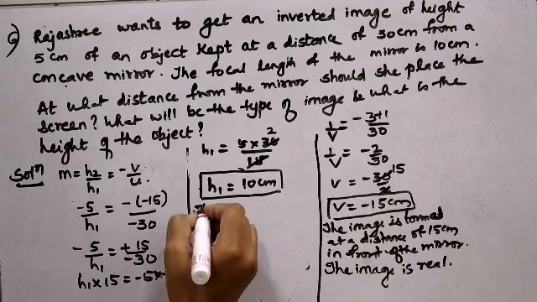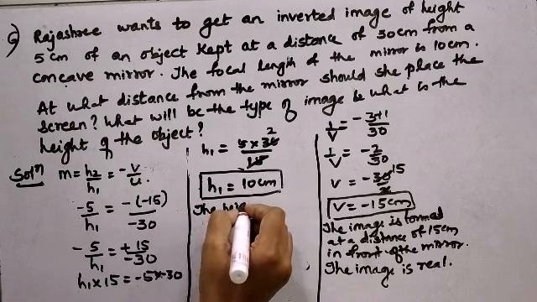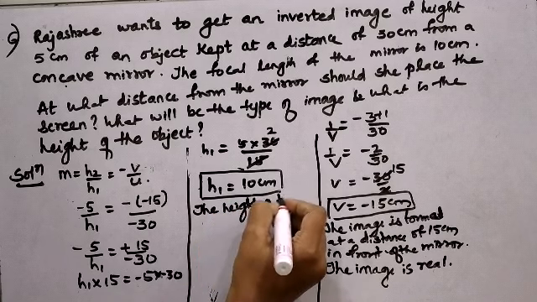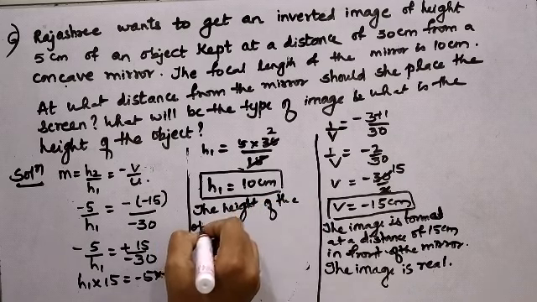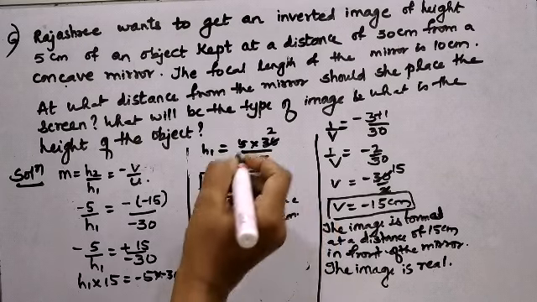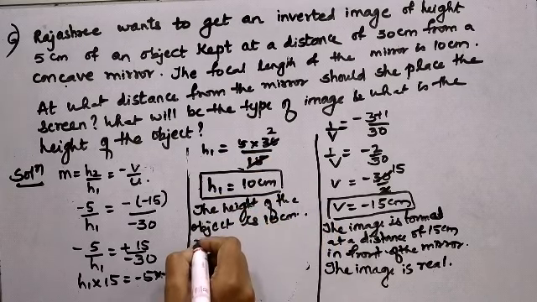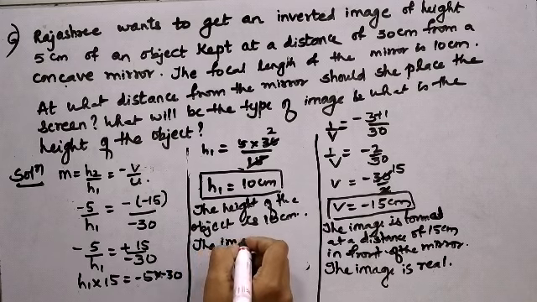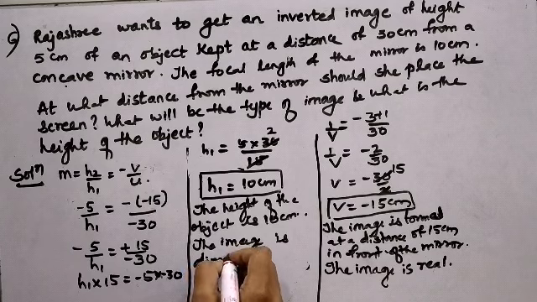So the height of the object is 10 centimeters. Thus, the image is diminished because it is of 5 centimeters.